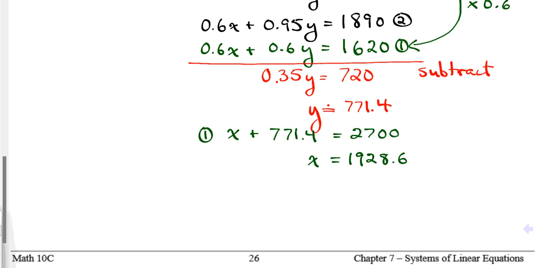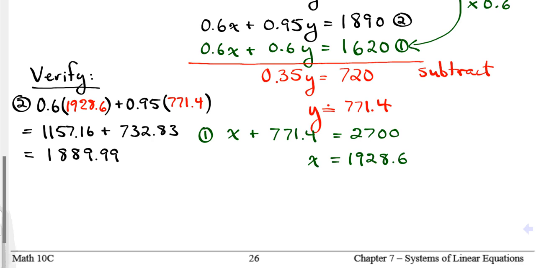Substituting into the first equation, I can solve and get x is about 1928.6. The question didn't tell us how to round, so I'm just choosing to round to the nearest tenth. Typically, you can expect that you'll be told how to round an answer like this. Then we need to verify and write a sentence answer.